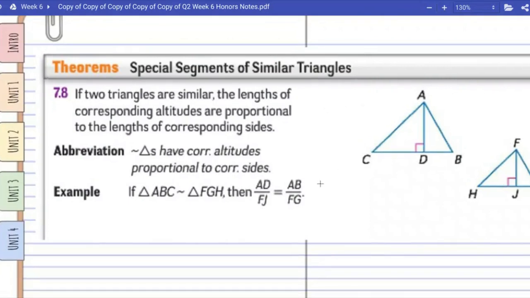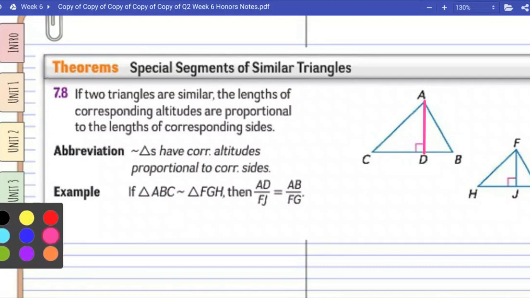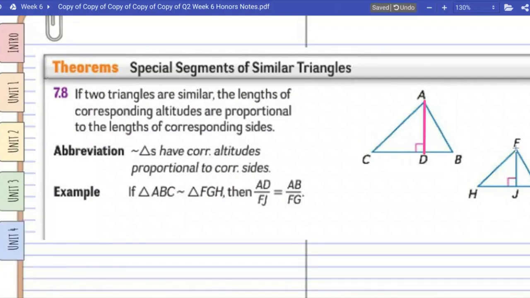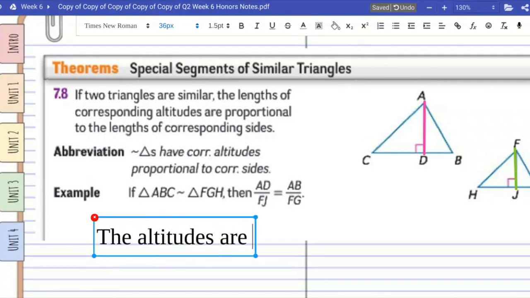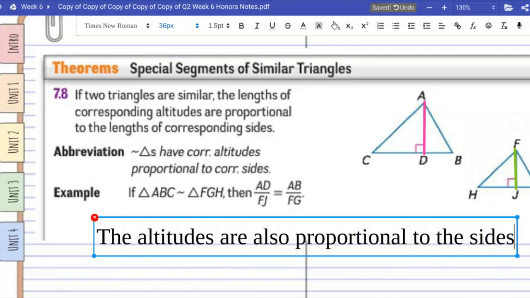Okay, if these two triangles are similar to each other, you already know that all the corresponding sides are what we call proportional to each other. Well, all the sides are proportional, but I'm going to go one step further, and I'm going to say that since all the sides are proportional, when I draw in my altitude in these two similar triangles, my altitudes are also going to be proportional to the corresponding sides.